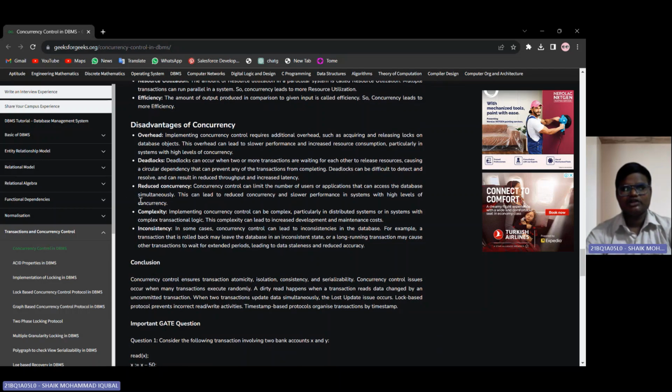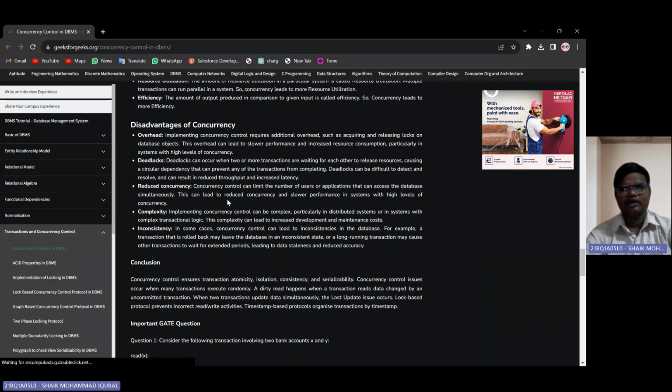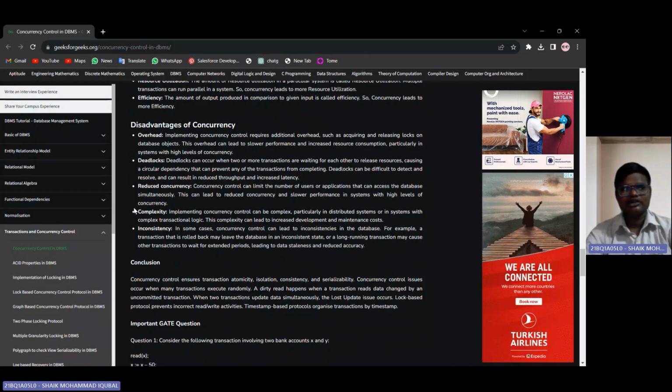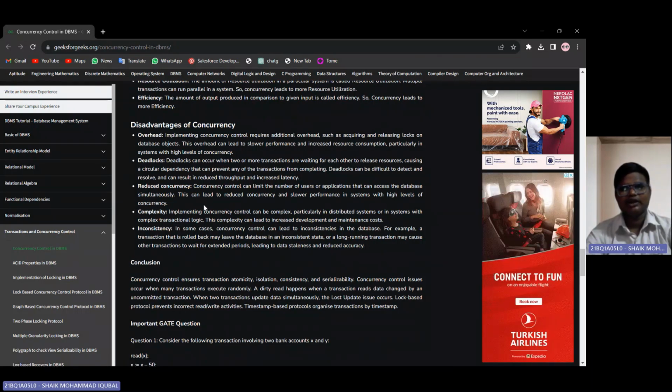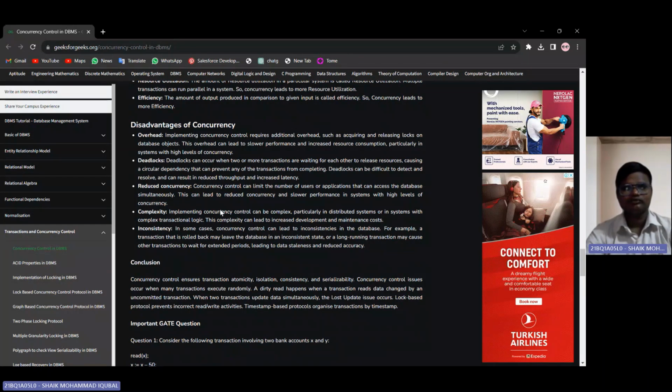Inconsistency. In some cases, concurrency control can lead to inconsistencies in the database. For example, a transaction that is rolled back may leave the database in an inconsistent state, or a long-running transaction may cause other transactions to wait for extended periods, leading to data staleness and reduced accuracy.